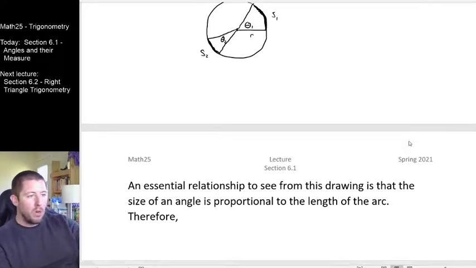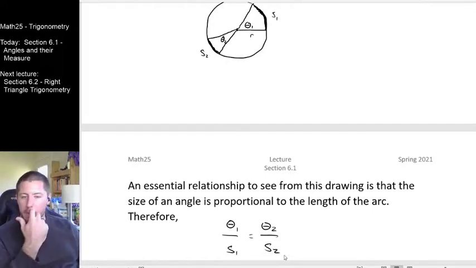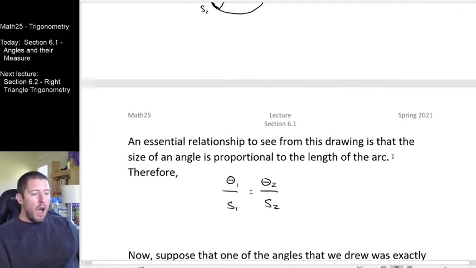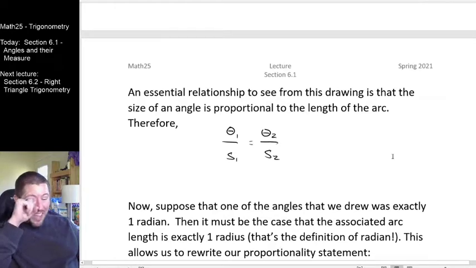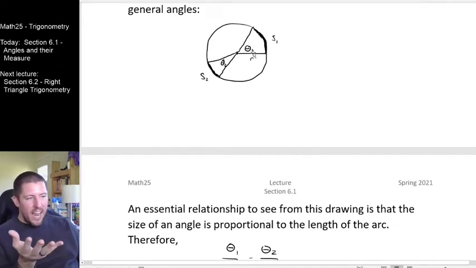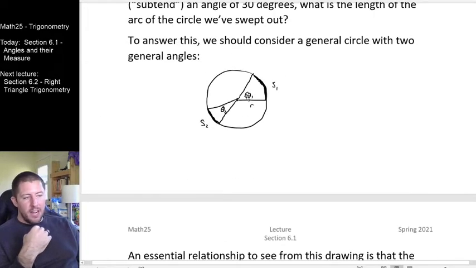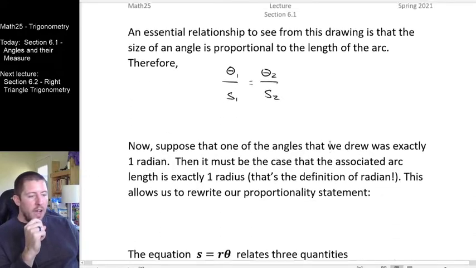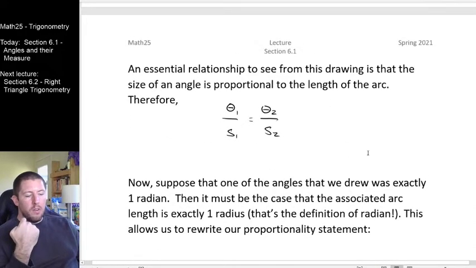Since these are always going to be proportional to each other, it should be the case that theta 1 over S1 is equal to theta 2 over S2, right? These should always remain in proportion to one another, so their ratios are always going to be equal to each other, whatever they are. Now, suppose that one of the angles that I drew, which I kind of set up intentionally to look like theta 1 and S1, is in fact theta 1 being 1 radian. Now, suppose that theta 1 is 1 radian, right?